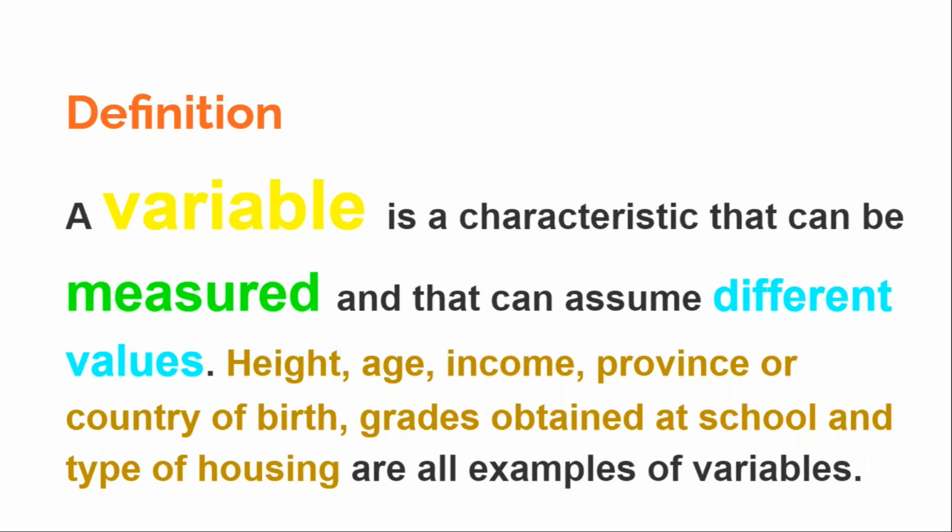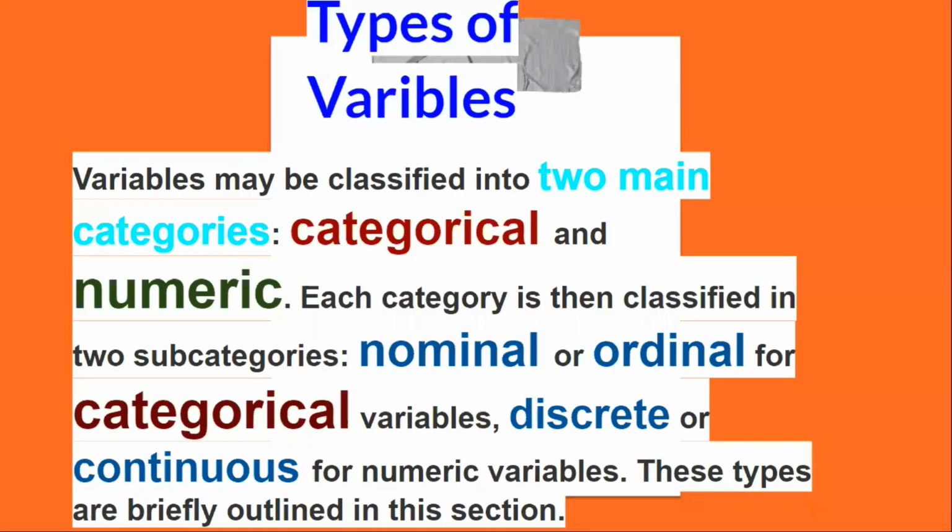If we take age, for example, we have people that are only 1 year old, other people who are 20, and others who are more than 100 years old. So height, age, income, province or country of birth, grades obtained at school, and type of housing are some examples of variables in statistics. So what are the different types of variable that exist?